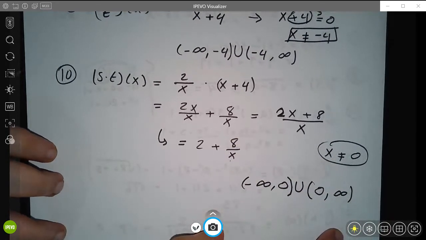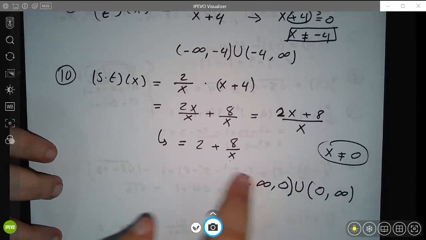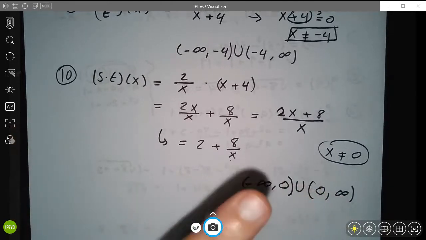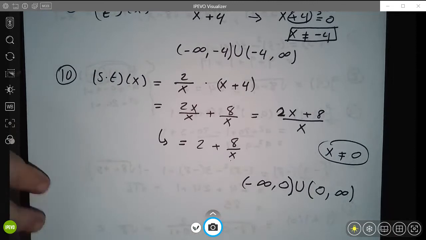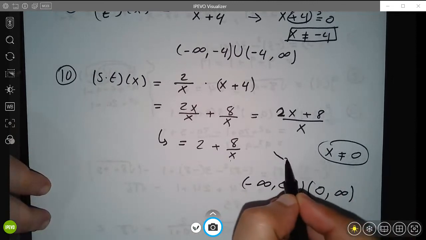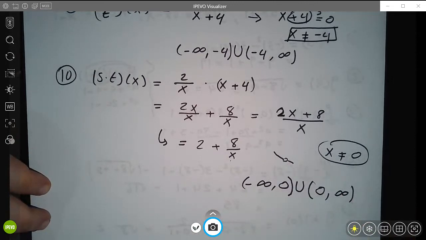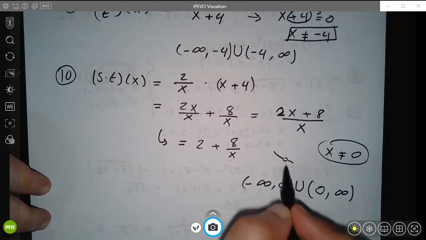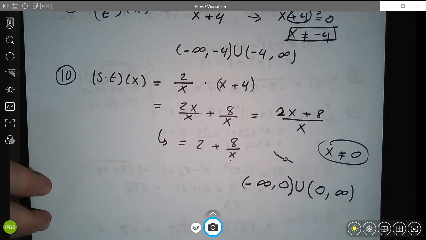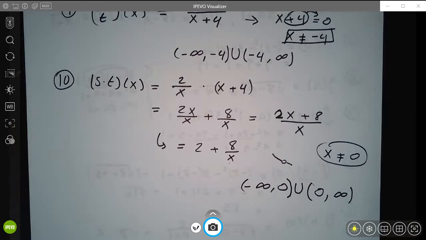Make sense? So on the graph, if you're graphing this, you will end up with one hollow point. Yes, you're going to end up with something that looks like this. One hollow point. At 0, you're going to have an empty point. That's what that means. Okay?